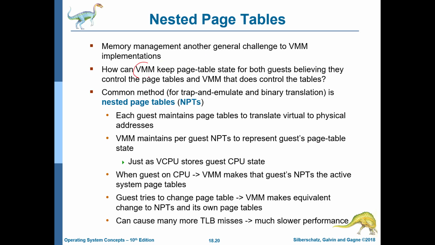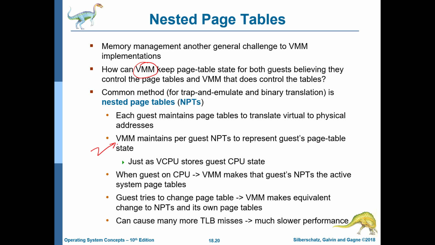So the question is, how can the VMM keep a page table state for both guests believing they control the page tables, assuming that there are two guests? One common method, which is primarily used in trap and emulate and binary translation, is known as a nested page table, NPT. Each guest maintains a page table to translate from virtual to physical addresses. This is a standard page table that a guest will maintain because a guest doesn't know that it's being virtualized.